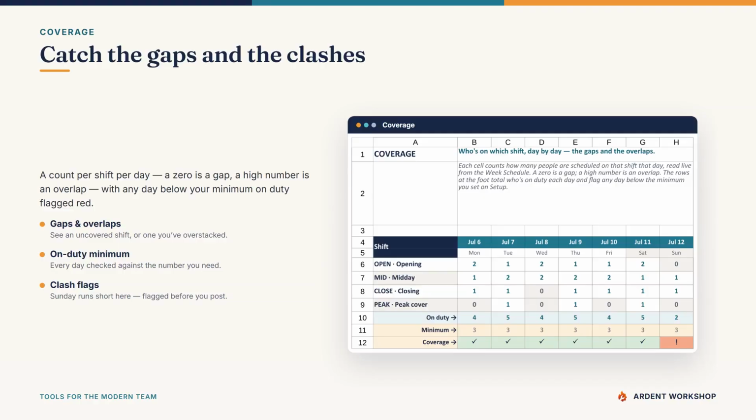Cost tells you whether the schedule is affordable. Coverage tells you whether it works. This tab counts how many people are on each shift each day. A 0 is a gap, a shift with nobody on it. A high number is an overlap you might trim. And under the grid, every day is checked against the minimum staff you need. So a day that runs short gets flagged before it lands on the floor.